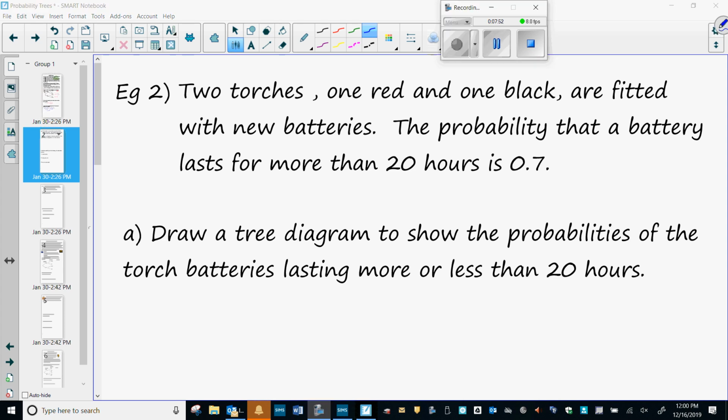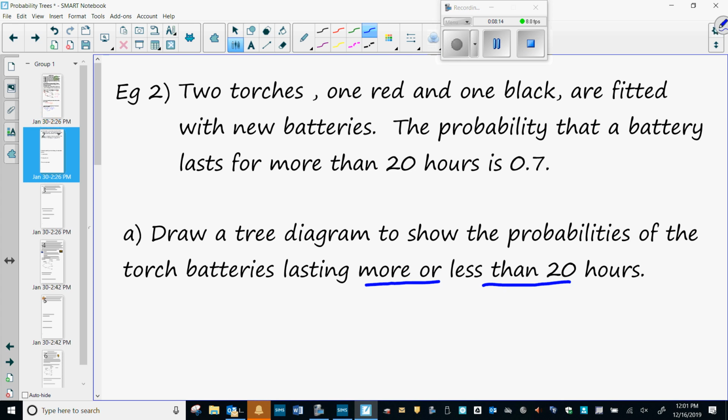Alright, okay, next one. 2 torches, one red, one black, are fitted with new batteries. The probability that a battery lasts for more than 20 hours is 0.7. Draw a tree diagram to show the probabilities of the torch batteries lasting for more or less than 20 hours. Now they've kind of helped you out here because they said more or less than 20 hours.